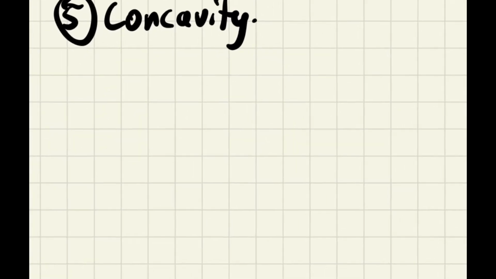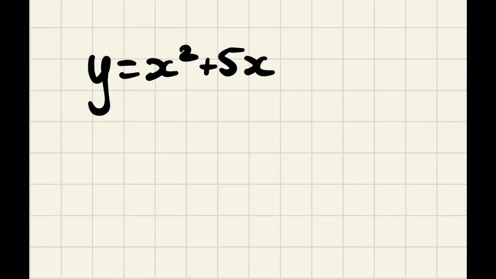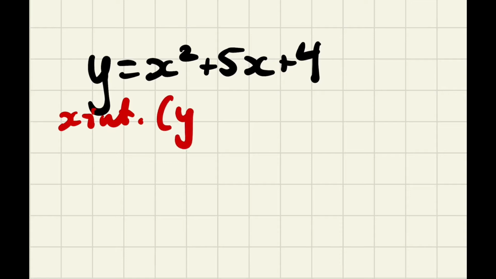Let's say that we want to graph our parabola y is equal to x squared plus 5x plus 4. Let's start off with finding our x-intercepts. And to find our x-intercepts, what we need to do is make y equal to 0.